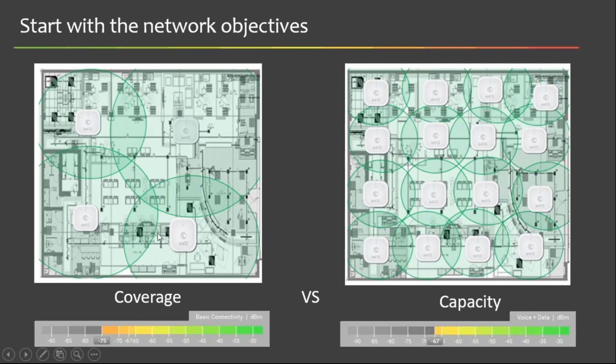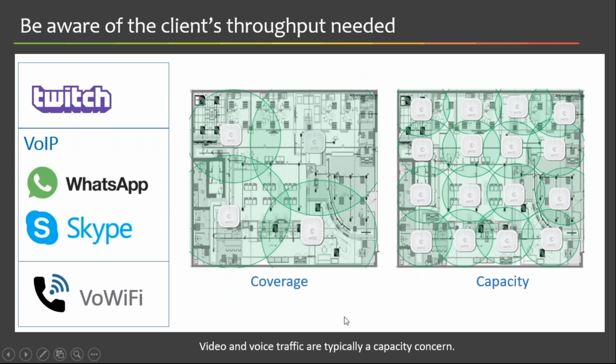Exactly. One piece of advice I can give to people that are new to Ekahau is that Ekahau has its profiles for coverage, which is basic connectivity, or capacity, which is mostly related to voice and data profiles. Well, moving on, something I want to tell everyone that is listening to us is that these applications here on the left are all a capacity concern. These kinds of applications, such as gaming, Twitch for example, voice over IP, Skype, even voice over Wi-Fi, which is not available all around the world, are sensitive applications that need to be served constantly by the APs.